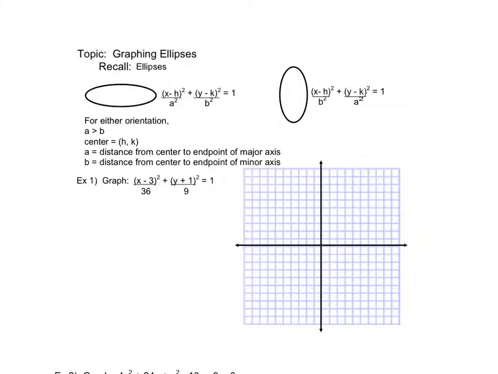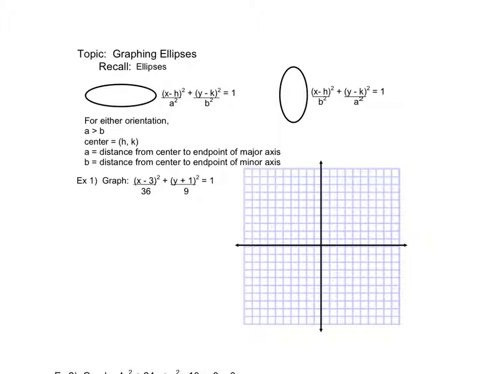We want to look now at graphing ellipses. So just to recall from what I had you take notes on from your book, here's my two formulas for ellipses. When we graph them, based on the formula, we have to first determine our orientation. Is it going to be stretched horizontally or vertically? We have to find our center, and then we can use our A and our B to plot the distance from the center to one of our endpoints.